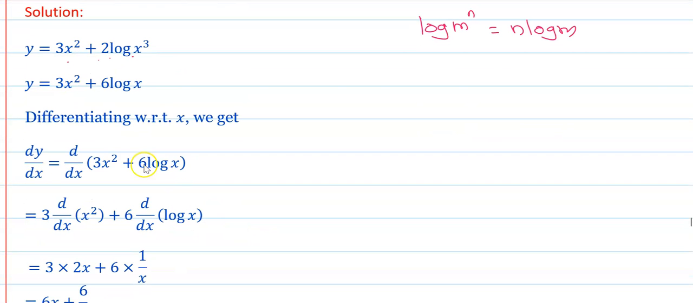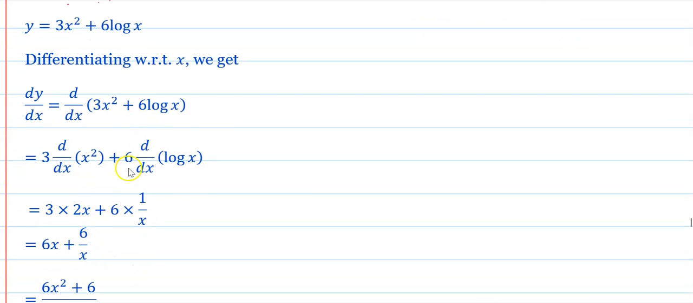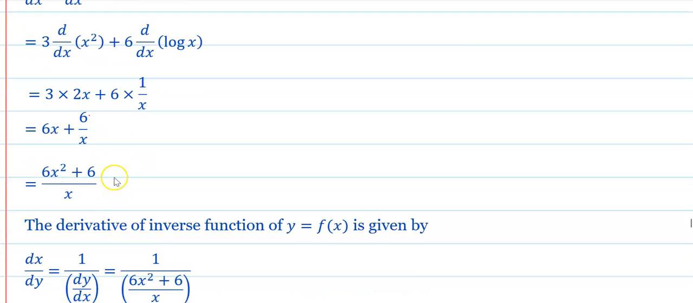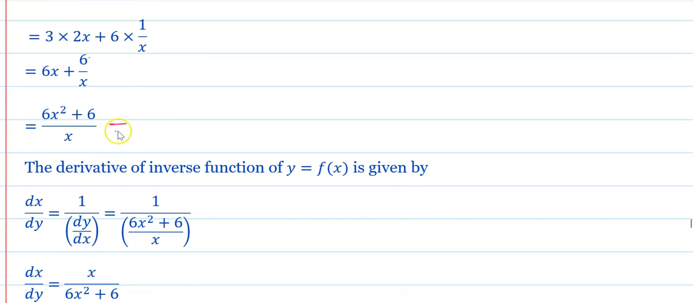Differentiate this with respect to x. d/dx of 3x square plus 6 log x. Derivative of 3x square means what? 2 in front, 2 into 3, that will be 6x. Next, 6 into d/dx of log x. What is the derivative of log x? It is 1 upon x. Means what? 6 upon x. Put a simplification: 6x square plus 6 upon x. And what is this? This is the dy by dx.